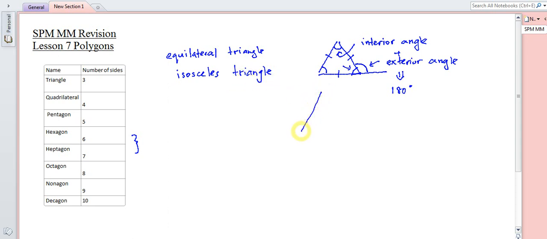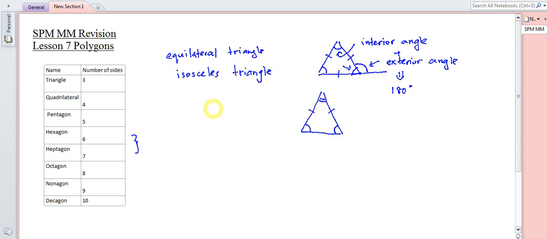And then the other one is the isosceles triangle. Isosceles triangle means that you have 2 sides which have the same length. For example, these two, same length, and these 2 angles are the same. Okay, so one angle will be different inside. Okay, so this one is an isosceles triangle.